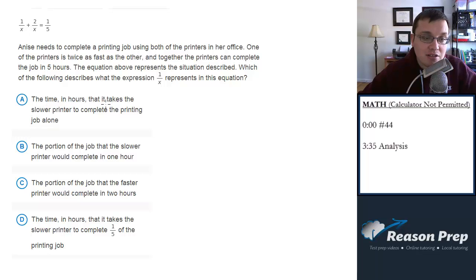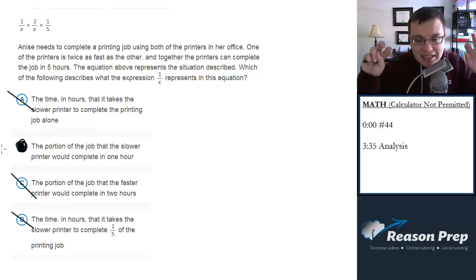Is it the time in hours that it takes the slower printer to complete the printing job alone? No, it's not alone. It's with the 2 over x. The portion of the job that the slower printer would complete in 1 hour? Yep. The portion of the job that the faster printer would complete in 2 hours? No. The time in hours that it takes the slower printer to complete 1/5 of the printing job? No, because it's with the faster printer, so we get choice B. That's the easy way to get it.